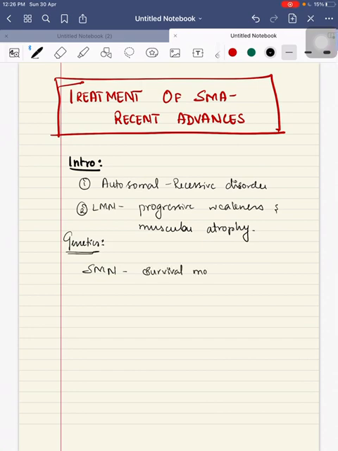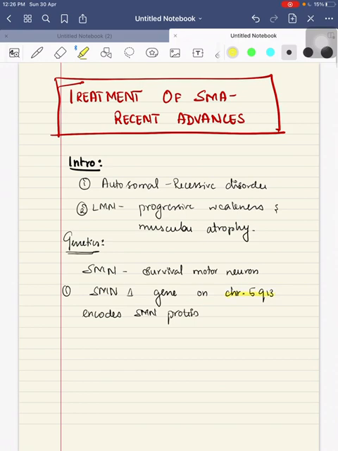Okay. So the genetics and the pathophysiology behind this is the SMN1 gene, that is lack of SMN protein. SMN stands for survival motor neuron. The SMN1 gene is present on chromosome number 5q13, which encodes SMN protein. Okay.